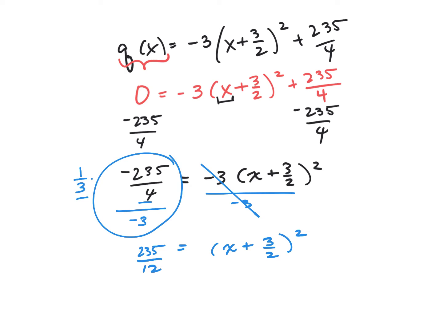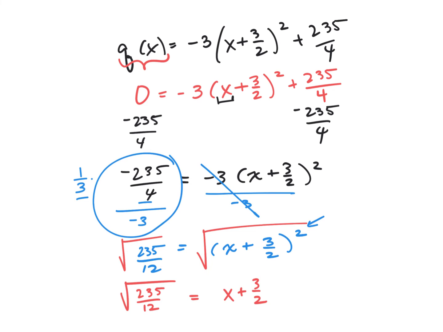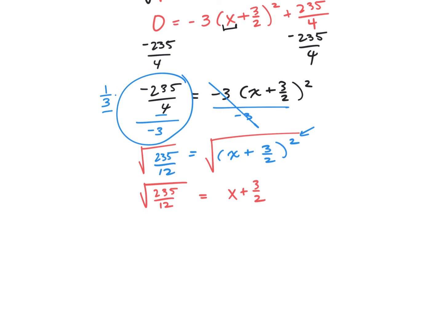All right, so the next step, we're going to take the square root. We have to undo that squaring. So we square root both sides. That's going to get us the square root of 235/12 is equal to x + 3/2. And that's actually both the positive and the negative root, because when you take the square root, just remember that a positive number squared and a negative number squared will both get you positives.